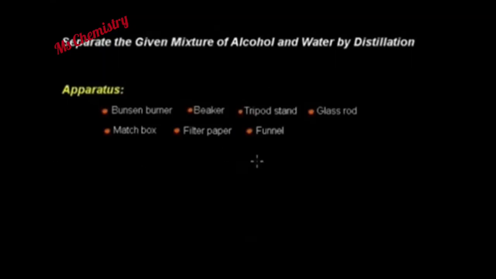What is distillation? Distillation is a process in which we separate two components on the basis of their boiling point. In this case, we will take ethanol, and the boiling point of ethanol is 78 degrees Celsius, which is lower than that of water. And as you know, the boiling point of water is 100 degrees Celsius.